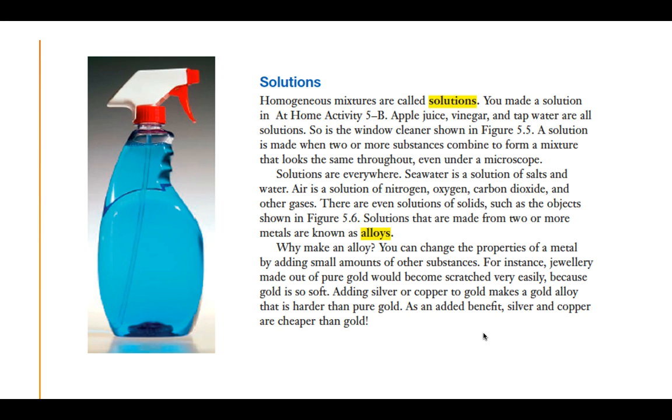Why make an alloy? You can change the properties of a metal by adding small amounts of other substances. For instance, jewelry made out of pure gold would become scratched very easily because gold is so soft. Adding silver or copper to gold makes a gold alloy that is harder than pure gold. As an added benefit, silver and copper are much cheaper than gold.